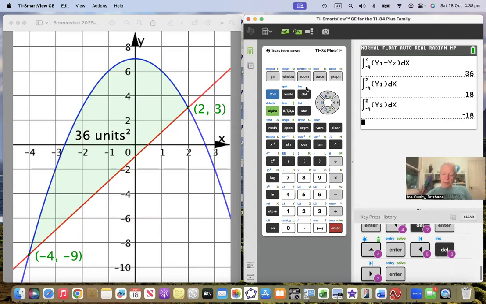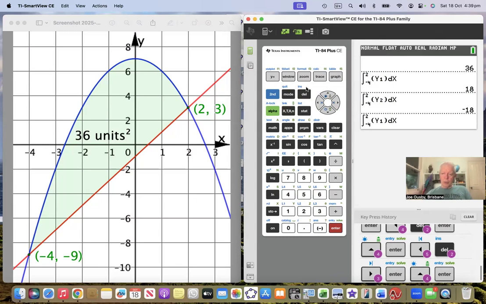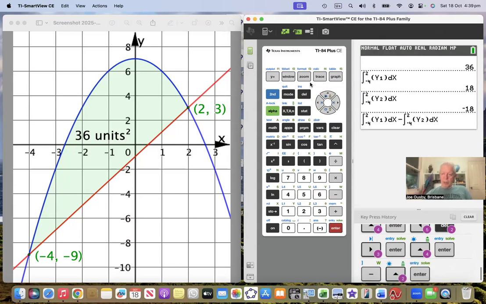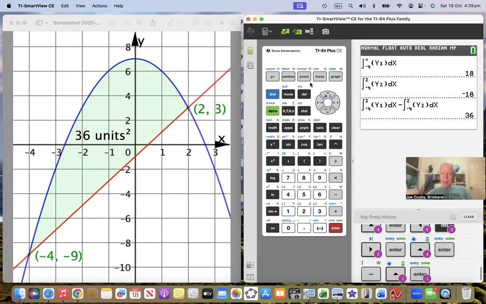Certainly in terms of what the teacher was saying, you have a choice here. You could just integrate one function, then subtract the integration of the other function. And of course, what's going to happen is it's going to do 18 subtract -18. It's going to add the 18, and of course, the answer is 36. Where's the 18 coming from? Where's the -18 coming from?